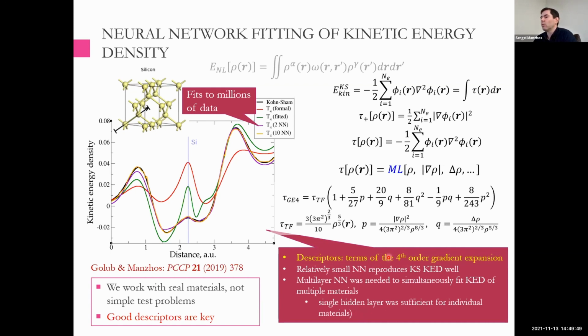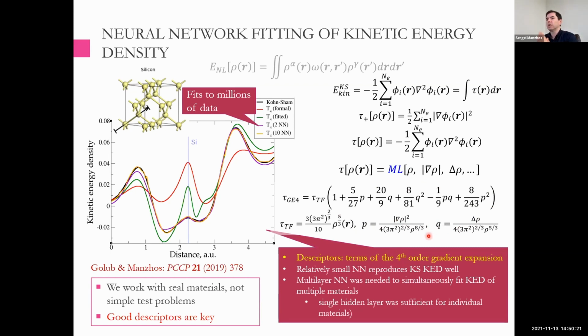We do not use the sixth order expansion. We use the fourth order gradient expansion, which is given here in this somewhat cryptic form, where P and Q are the so-called reduced gradient and Laplacian of the density. They are scaled to satisfy the so-called scaling relations exactly. We don't always use the scaled versions, but sometimes we do. And we were able to numerically converge all terms of the fourth order gradient expansion. And we use the terms of the fourth order gradient expansion as descriptors.